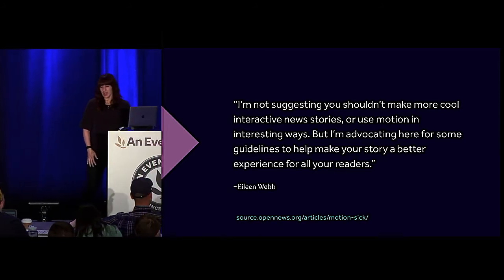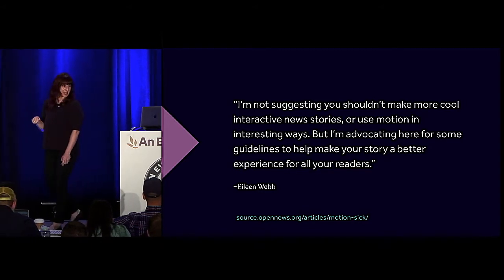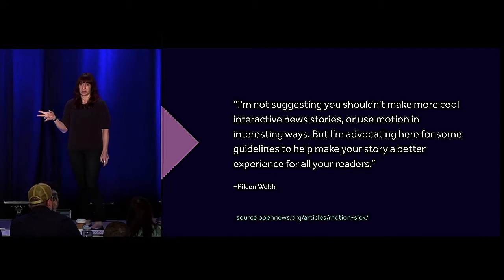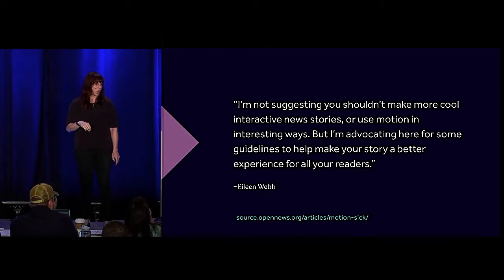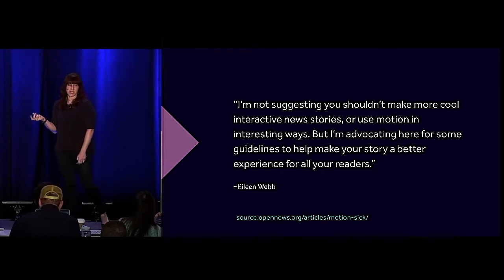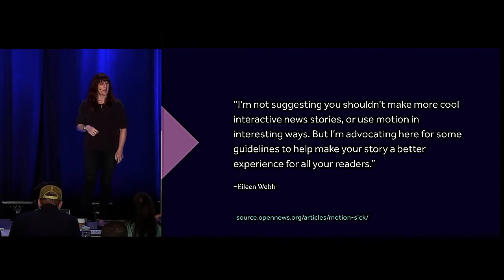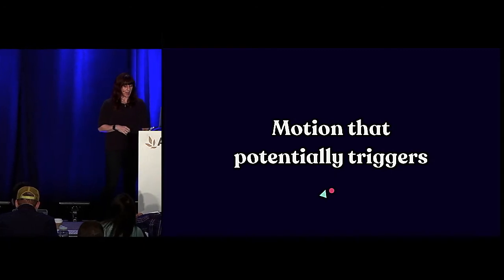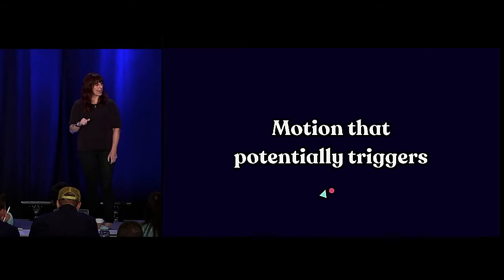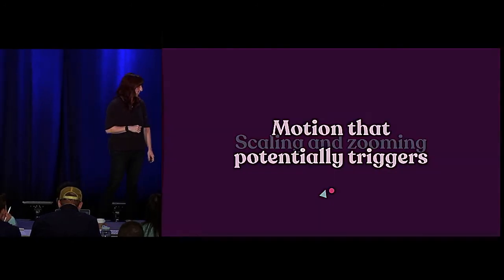So when we go back to that definition of motion animation, they kind of hint at this idea that some animation is triggering and some is not, which is essentially exactly what they're saying by trying to segment it, describing it as motion animation. And we can segment that even further and get really specific about the kind of motion that is potentially triggering. There's a pretty well-defined list of things that have a really great chance of being triggering. Some of those things are scrolling and zooming.